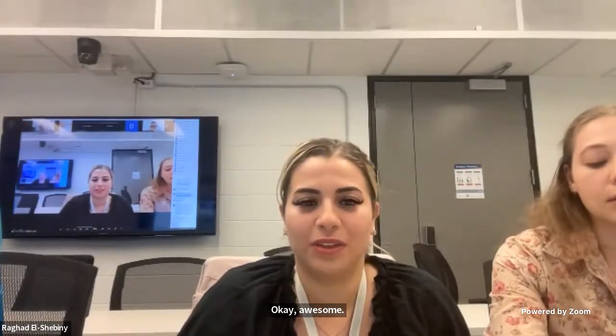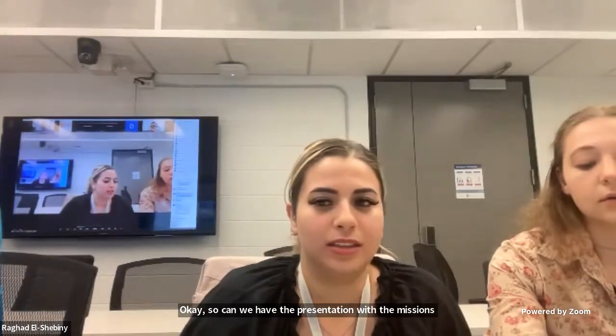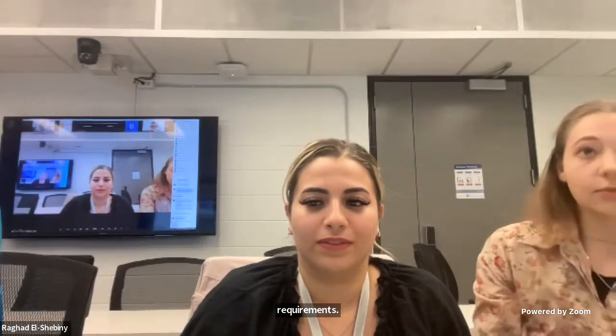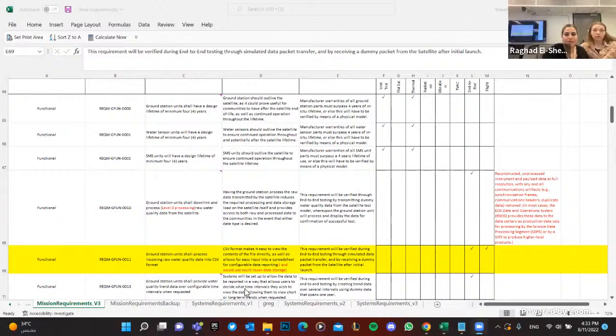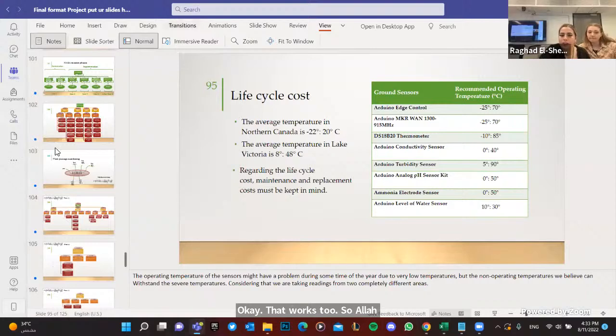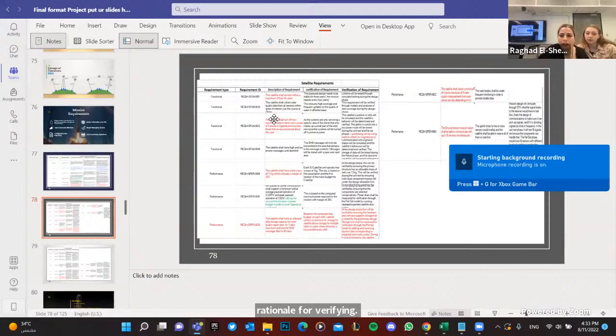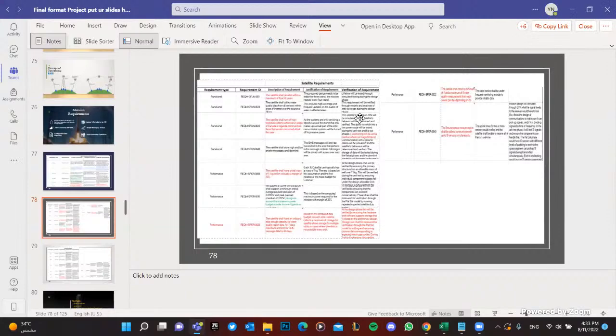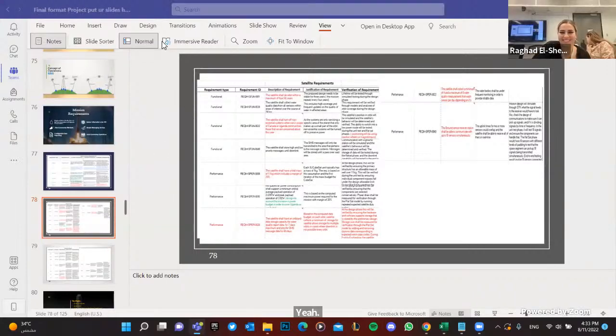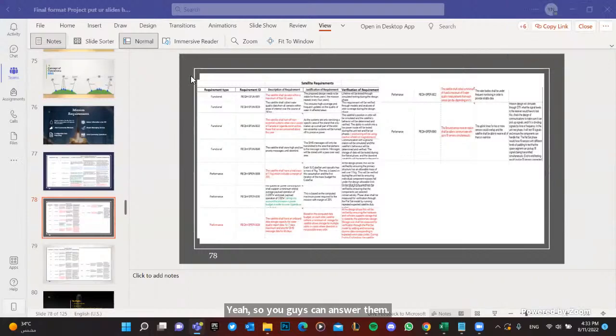Okay, so can we have the presentation with the mission requirements open to slide 78, please? Okay, that works too. So Alex had a question about the rationale for verifying FUN-0011 during flight rather than during design and analysis. You can answer that. During the flight test, we thought that we could verify it by receiving a dummy packet from the satellite. A dummy packet would be false or dummy information that we might use to make sure that the satellite is still deorbiting.